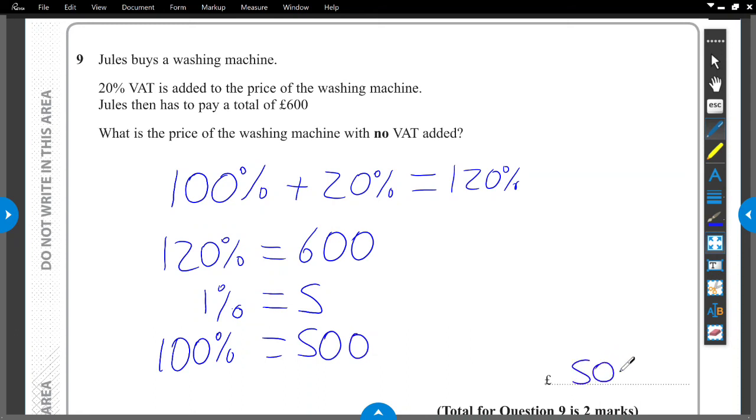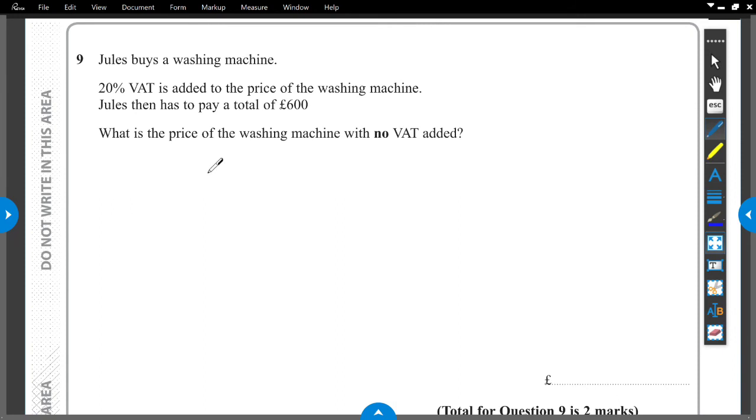Now just to check that works, 10% of 500 is £50, so 20% must be 100, and we are adding 100 onto this. A slightly quicker method we could use to approach this is if we call our starting value x, we don't know what it is, that's something we're trying to find out. To increase it by 20%, times it by 1.2, that effectively does the trick.